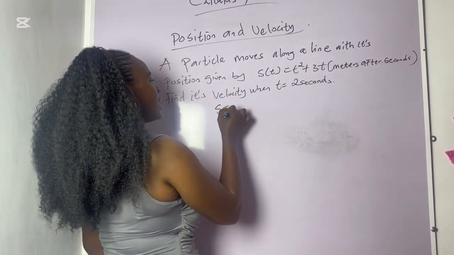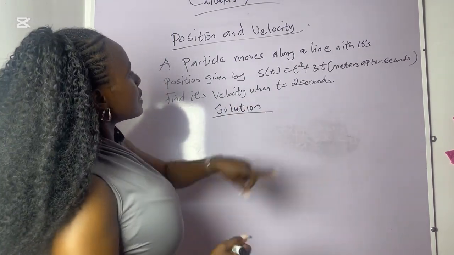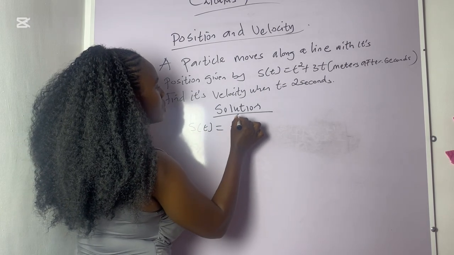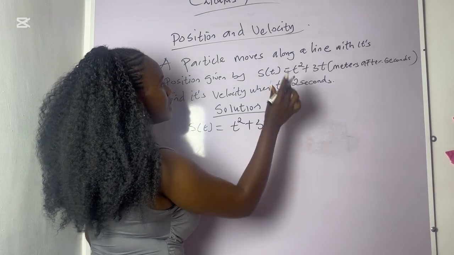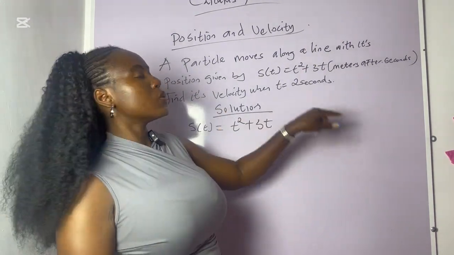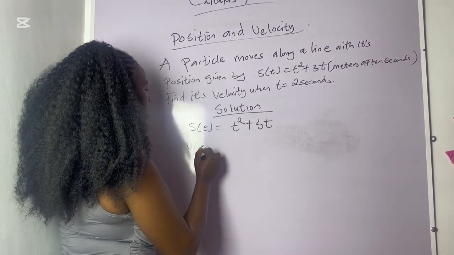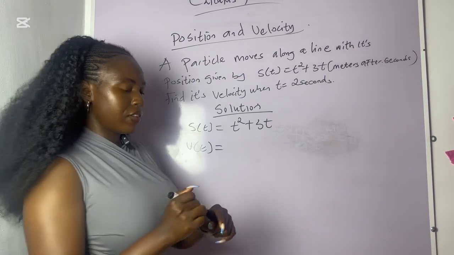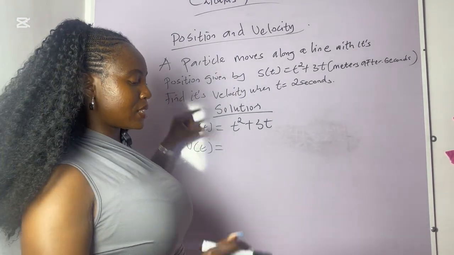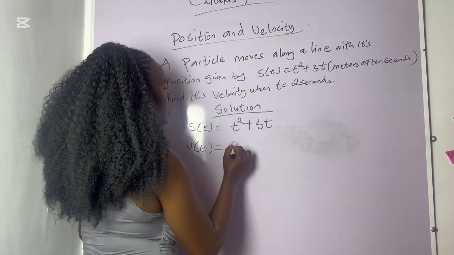Now, let's quickly get to what we have here. Solution. We're given that s of t is equal to t squared plus 3t meters after seconds, right? Now, find its velocity when t is equal to 2 seconds. Now, what is velocity? Velocity is v of t. V of t is given as what? The derivative of s of t, which is the position. So v of t is what?